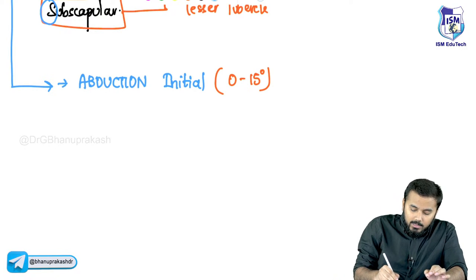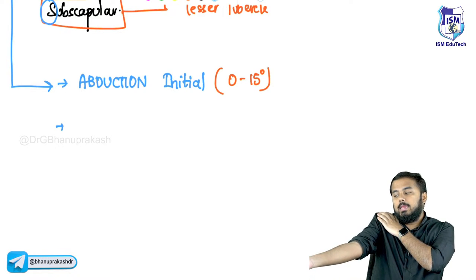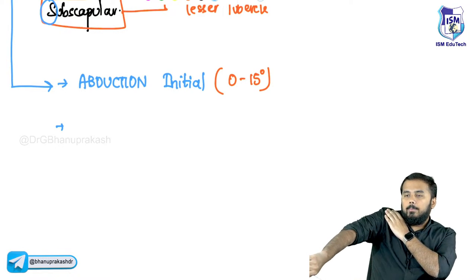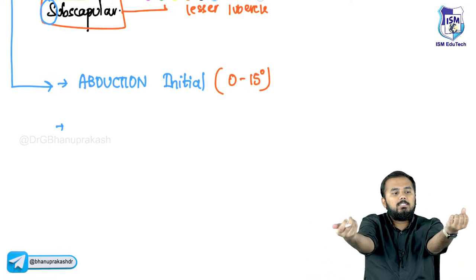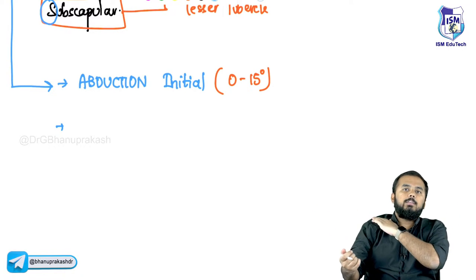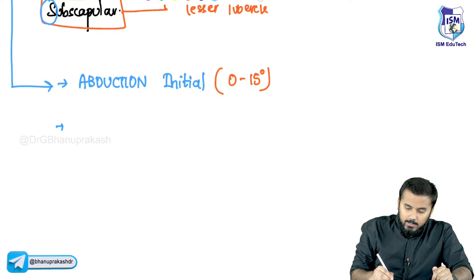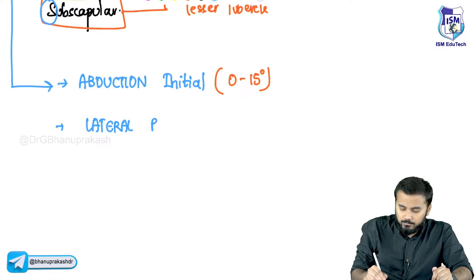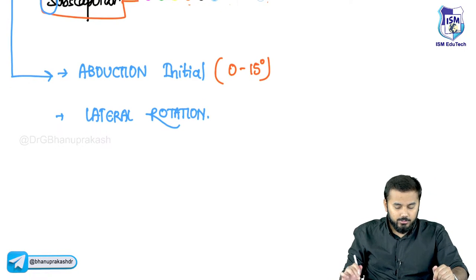Sir, is there any other function other than this? Yes. Because of the supraspinatus muscle, I can also move my arm laterally. See, this is medial rotation, this is lateral rotation. Right? So if I am able to move my arm laterally, it is because of the supraspinatus muscle also. So what is the function? Lateral rotation of the arm. Right? Lateral rotation of the arm.